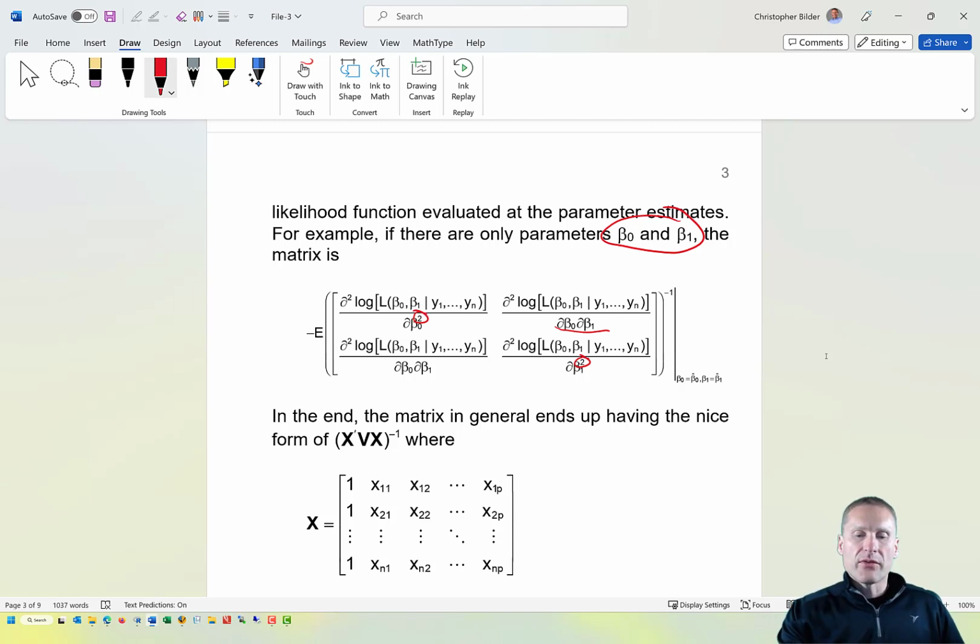Then what one can do is find the expected value of each of these cells of the corresponding matrix, invert the matrix, and wherever you then see a beta 0 in the result, replace it with a beta hat 0. Wherever you see a beta 1, replace it with a beta hat 1. This is the matrix.